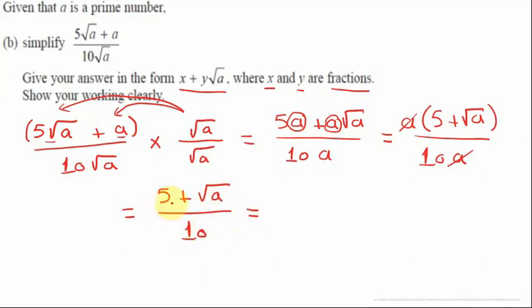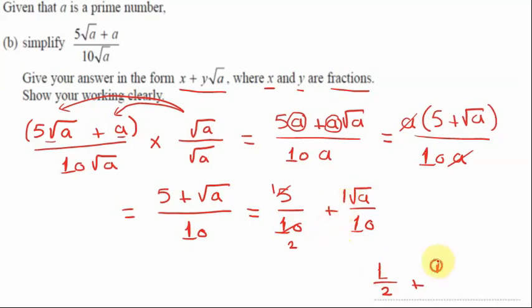After that we can divide each term in the numerator by 10. So 5 over 10 plus root of a over 10. And we can simplify more. So here divide by 5 equals 1, divide by 5 equals 2. So we have 1 over 2 plus, here we have 1 in front of this root, so 1 over 10 root of a. So we found the same required form in the question, and already x and y are fractions. X equals 1 over 2 and y equals 1 over 10. Next question.